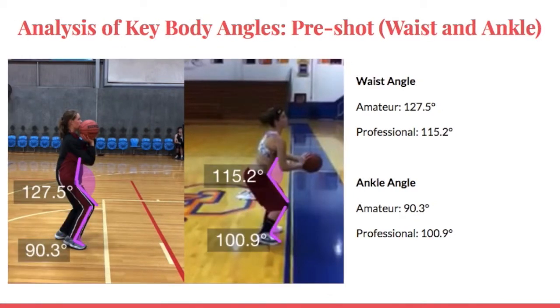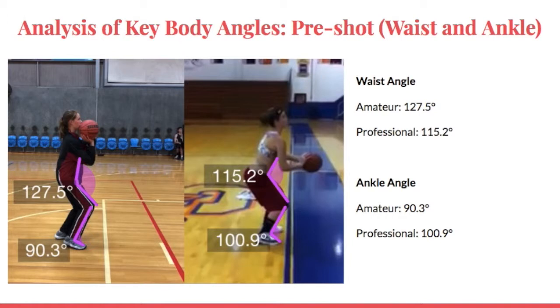In a free throw, the ankle should be bent so the knee is directly over the toes. This helps the athlete to balance during their shot. In the professional shot, the knees are almost perfectly over the toes, while the amateur's knees are slightly too far over. The amateur's slight imbalance could possibly contribute to them falling forward in their shot.